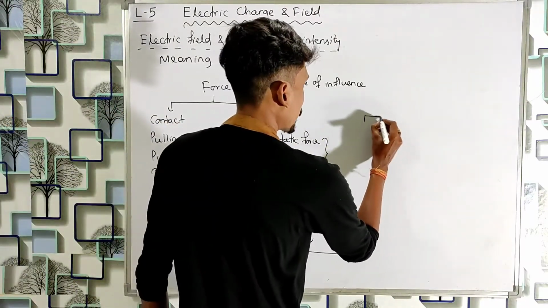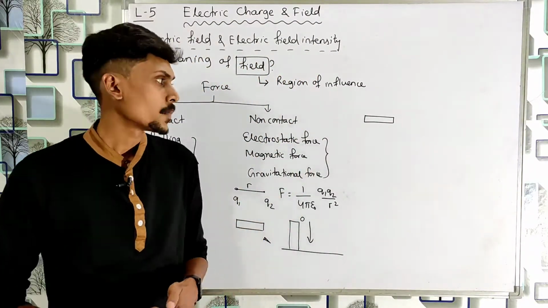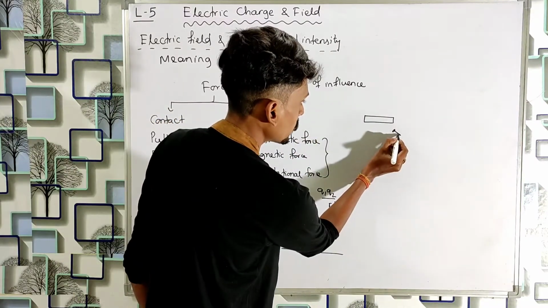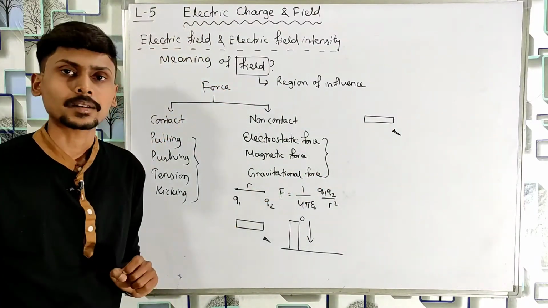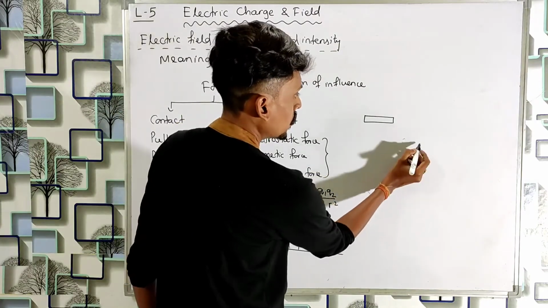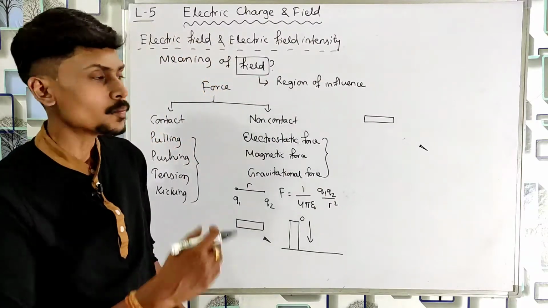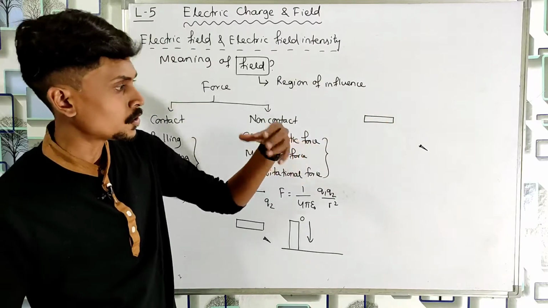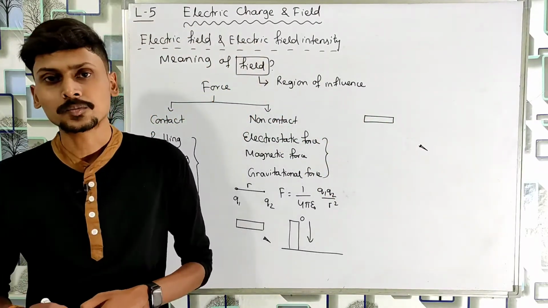Suppose you have a bar magnet and you have a small iron nail. If you place that small iron nail near the bar magnet, then you'll see that the iron nail will be attracted towards the bar magnet. Is that clear? Now if you move the iron nail to slightly more distance, then you'll see that the bar magnet can also attract this iron nail, but with a small amount of force.